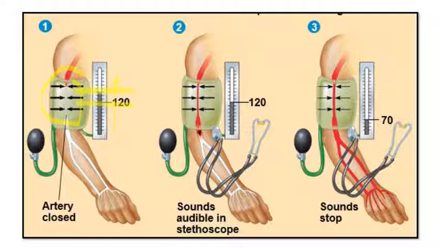Then you continue to release the pressure until you stop hearing the sounds again, and you record that pressure as the diastolic. So that would be the systolic pressure, recording the systolic pressure over the diastolic pressure, and we no longer say millimeters, because if you have 120 millimeters over 70 millimeters, the millimeter units cancel each other, so you just record it as a raw number.